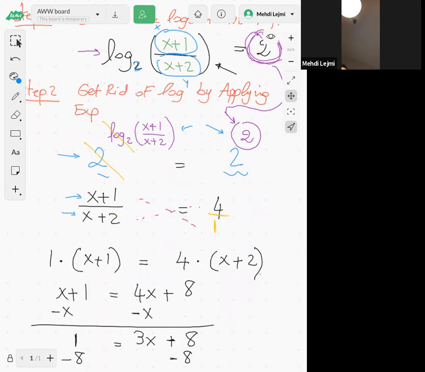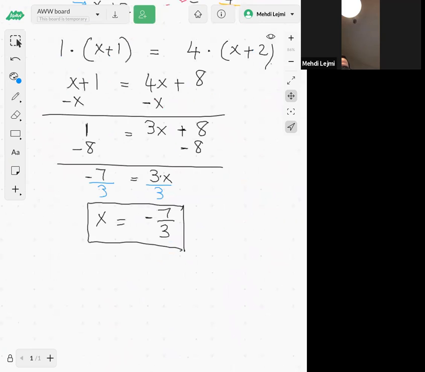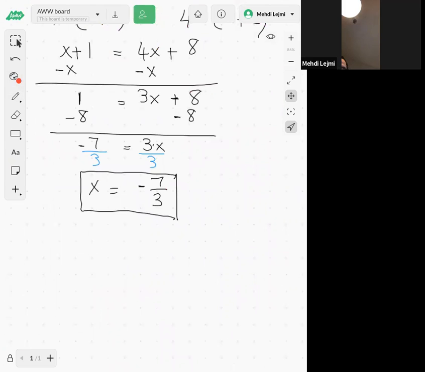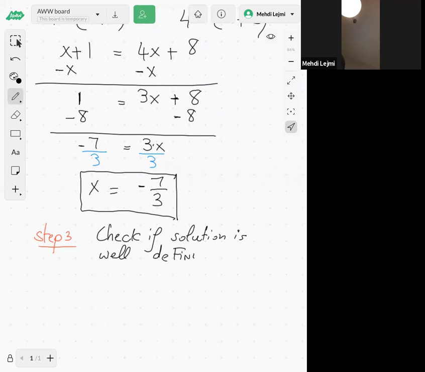Right, and we are not done yet, guys, because as I said, there's the last step where you have to check if your solution is well defined. So in this case, what's my equation here? Just to remind you, we had log in base 2 of x plus 1 minus log in base 2 of x plus 2, equal to 2.